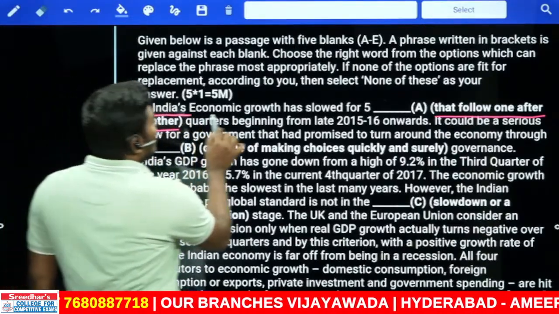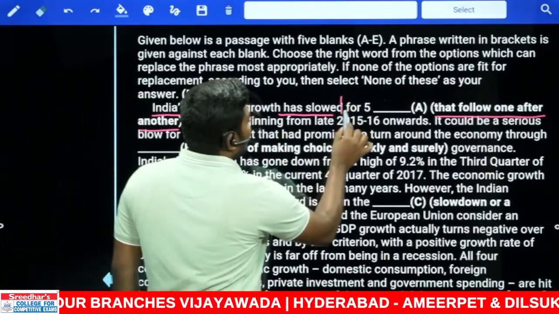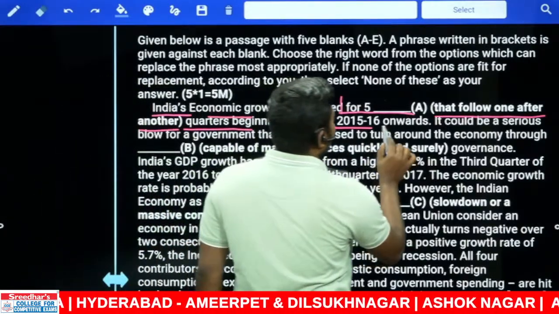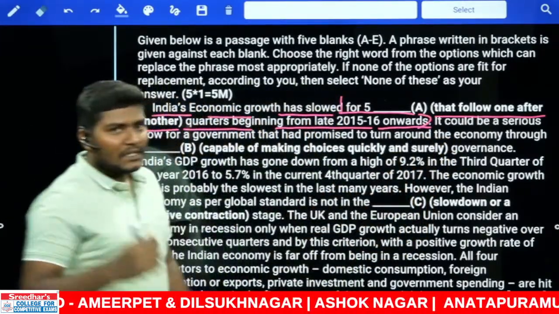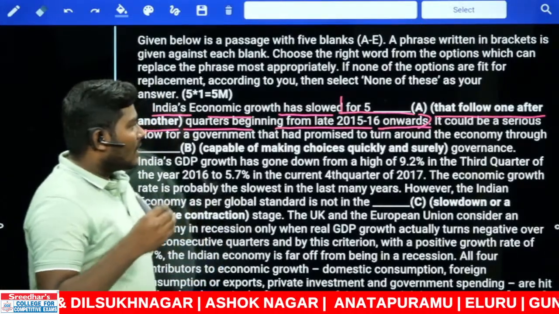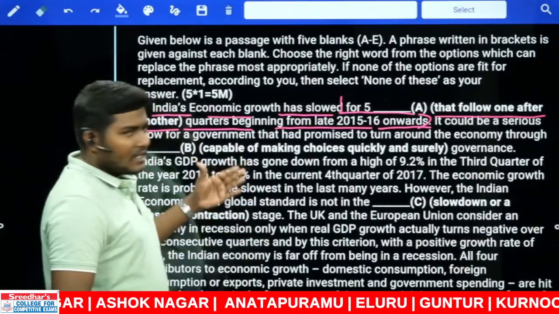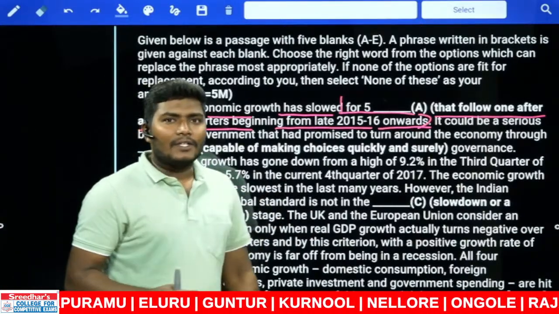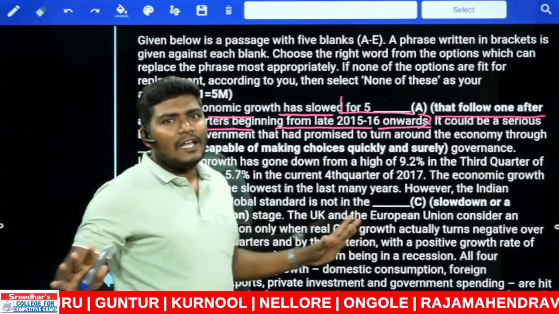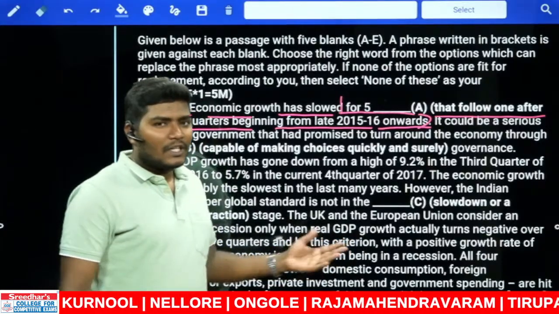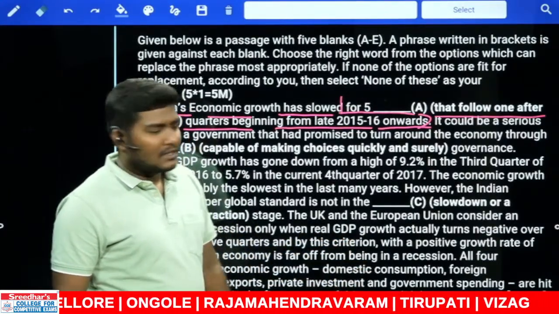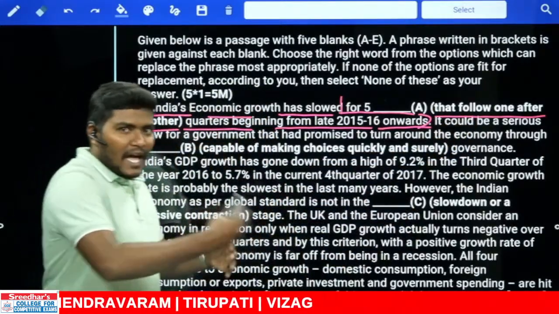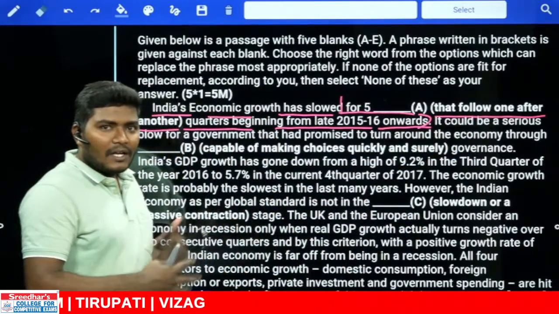India's economic growth has slowed for 5 dash quarters beginning from late 2015-16 onwards. That means from 15-16 onwards, for the 5 dash quarters, for 5 what quarters? If you have thorough reading knowledge, even without looking at the options, you can directly answer them. Can you guess what is the word that would come there? We are not going through the options. Now, what is the highlighted phrase given here? That follow one another. 5 dash quarters. 5 what quarters? 5 consecutive quarters.